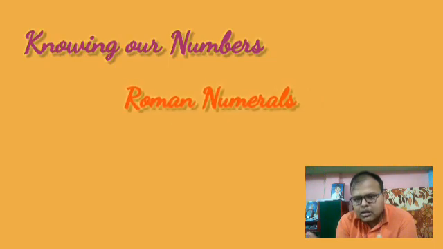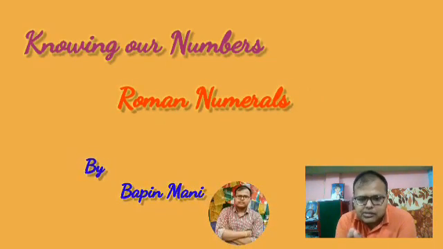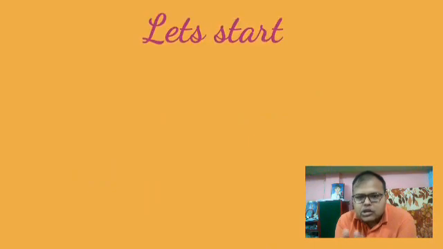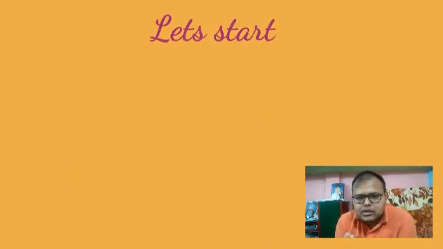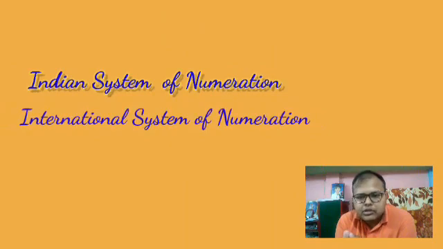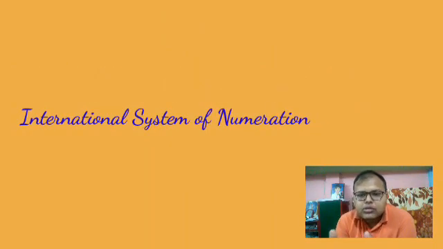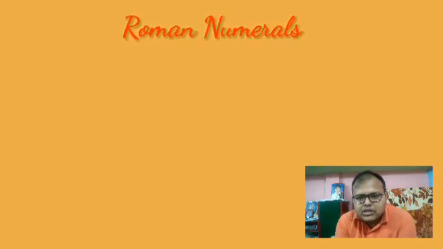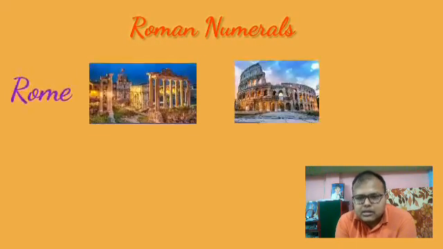Today we are going to learn the Roman numerals from the first chapter, the last concept. In the very beginning of this chapter, you have learned about two different systems of numeration. First one is the Indian system of numeration, which is also known as the Hindu-Arabic system of numeration, and second one is the international system of numeration. Now we are going to learn a different system of numeration, which is basically used by Romans.